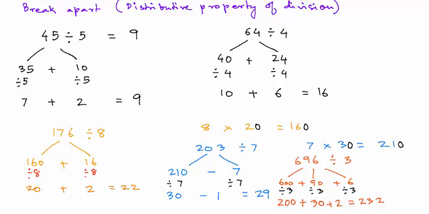Pretty handy, right? Let me show you another method of mental division that's based on factoring or factorizing the divisor. Imagine you want to divide 174 by 6, and you want to do that mentally. You could break apart the divisor this time into 3 times 2 and then divide 174 by 3 and divide that answer by 2 or the other way around.